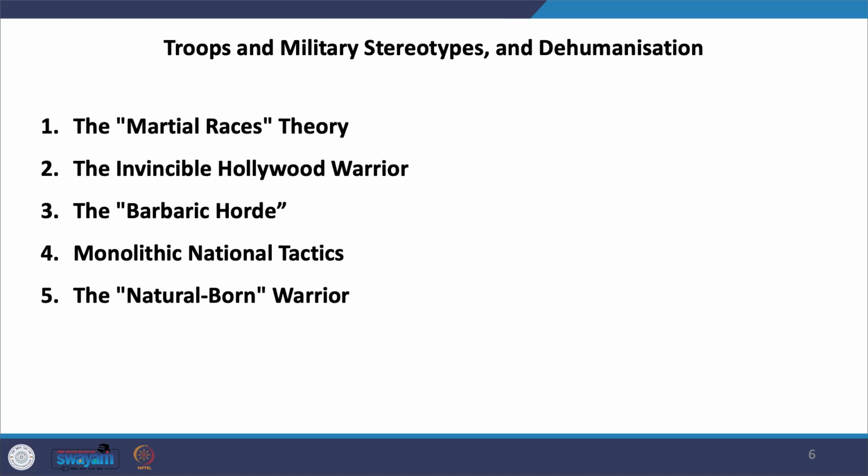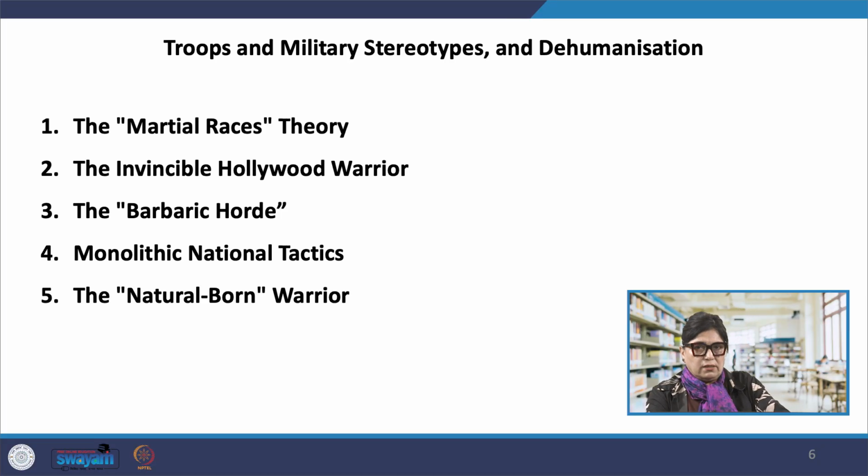To lower the psychological barriers to killing, enemy troops are stripped of humanity. During World War I, Allied propaganda transformed German soldiers into savage Huns, frequently depicting them in print as subhuman monsters.